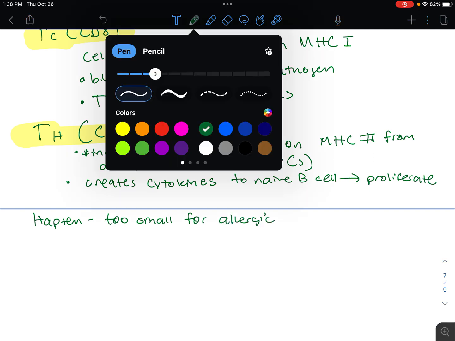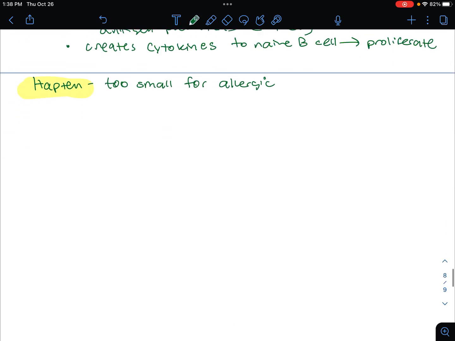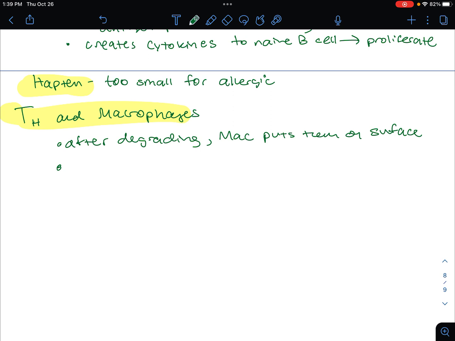So T helper cells also are going to activate macrophages. The macrophage engulfs materials, degrades them, and presents them on its surface. Along comes the T helper cell. If the antigen, or part of the antigen that's being displayed, binds to the T helper cell, then it's going to deliver cytokines to the macrophage, and that's going to cause it to be activated and have more power, more angry, greater abilities to engulf and eat up bacteria or parts of toxins or something like that.